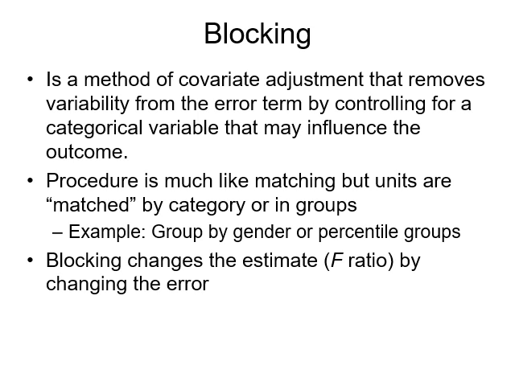And the idea is that the blocking variable, the categorical covariate, will change the estimate, the F ratio, by reducing the amount of error. In other words, it's going to account for some of the outcome variable, but hopefully it's also going to account for error, and we can remove both of those.